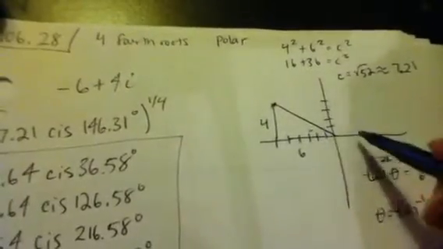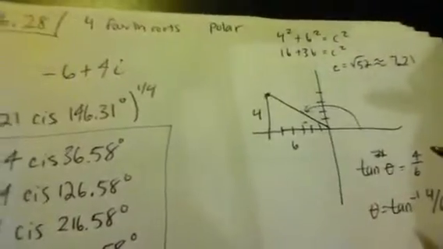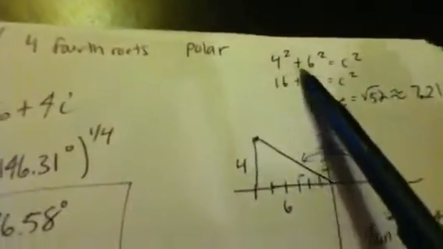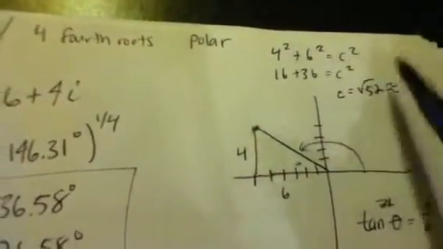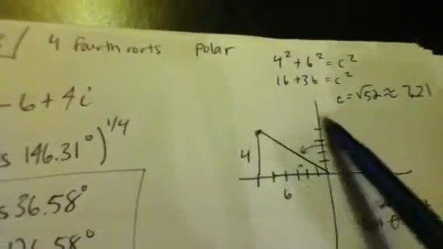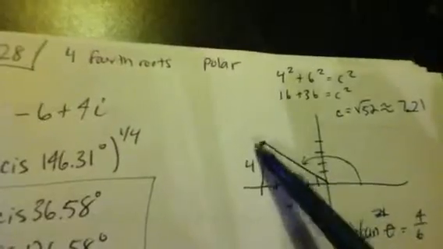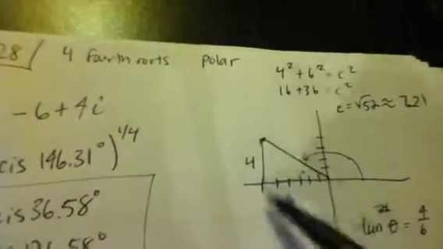I need to write it in hypotenuse cis theta, whatever that angle is. So I'll find this angle and then I'll subtract it from 180 to get the angle that I really need. Okay, so hypotenuse I can get by using the Pythagorean theorem. So 4 squared plus 6 squared equals this. You can call it a radius or a hypotenuse. It's a radius of a circle, but to me it's a hypotenuse of a triangle because I'm going to use some trigonometry on it.